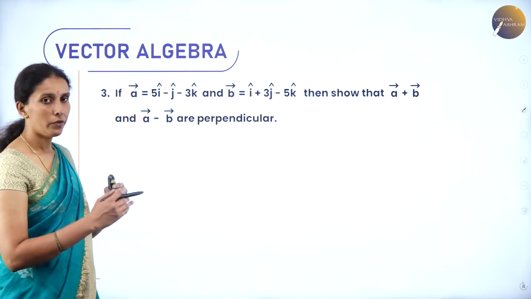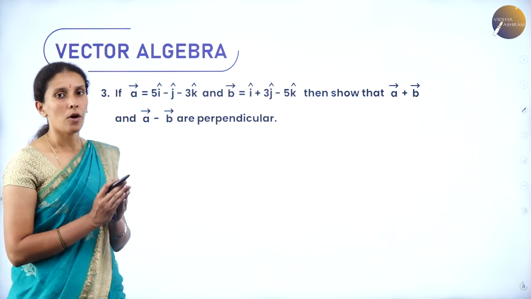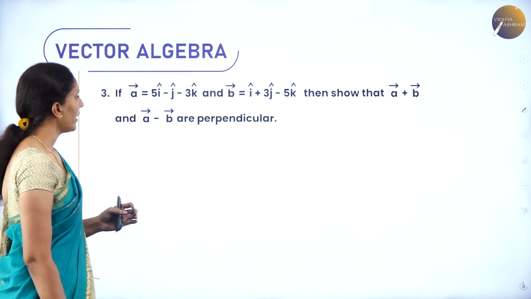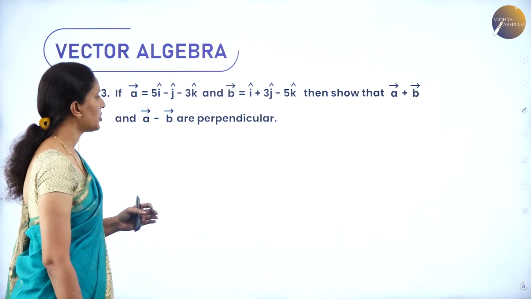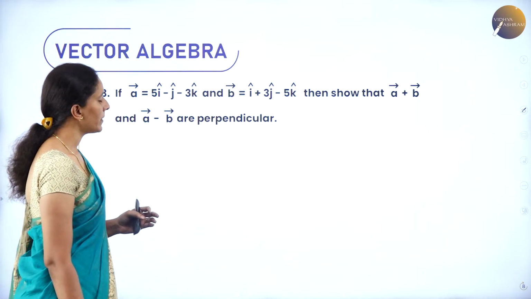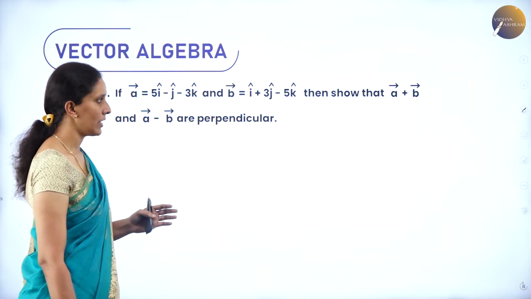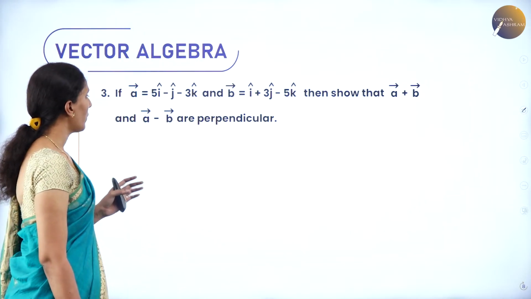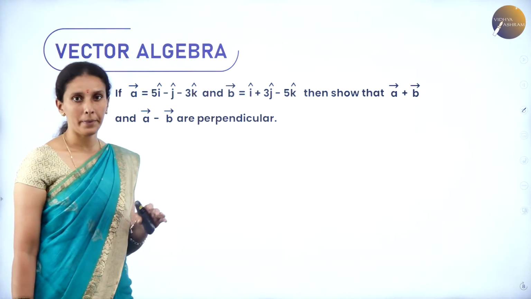Next, here we will come across again problems of a kind of dot product. Now, if vector A is 5i minus j minus 3k and vector B is i plus 3j minus 5k, then show that vector A plus vector B and vector A minus vector B are perpendicular.